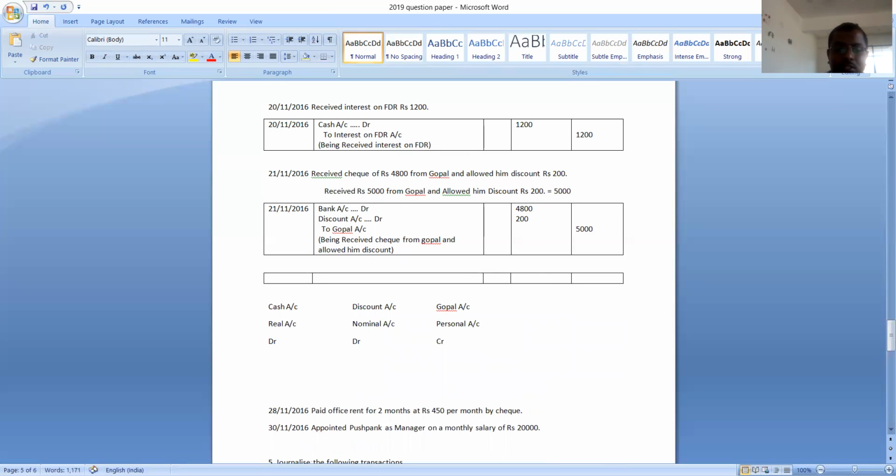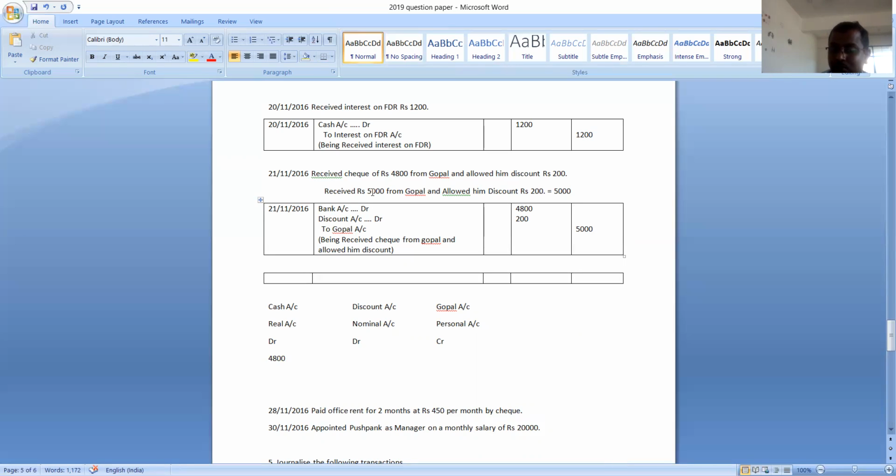So it appears like this. Cash account debit is 4,800. Why is it 4,800? You received 5,000 from Gopal and allowed him a discount of rupees 200, meaning you have taken 5,000 from him, but at the same time you returned him rupees 200. The same thing will not happen in the case of cheque. Like you received a cheque worth rupees 5,000 and you returned him a cheque worth rupees 200. Such things will not happen. Understood? But if it is a cash receipt or cash payment, this possibility will be there.